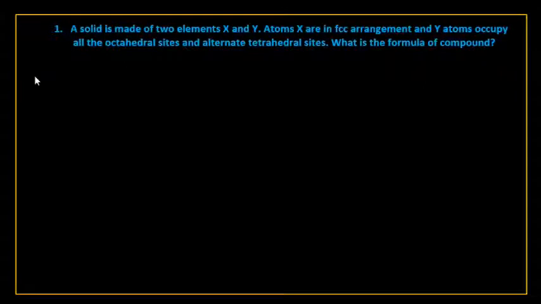Here the problem is: a solid is made of two elements X and Y. Atoms X are in FCC arrangement and Y atoms occupy all the octahedral sites and alternate tetrahedral sites. What is the formula of the compound?